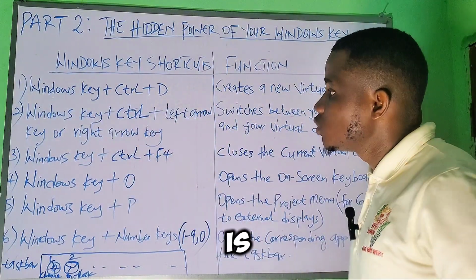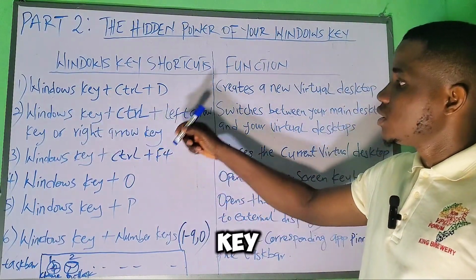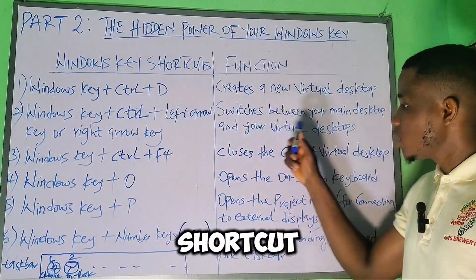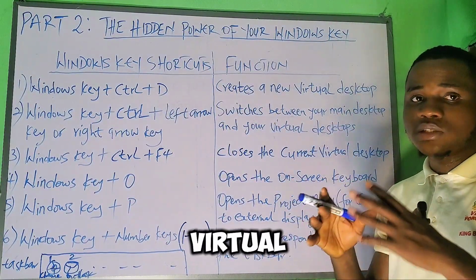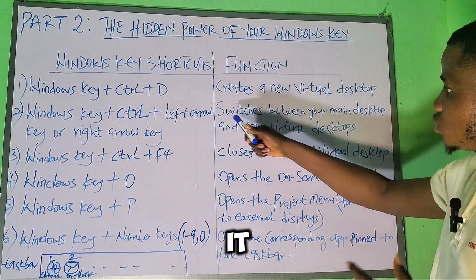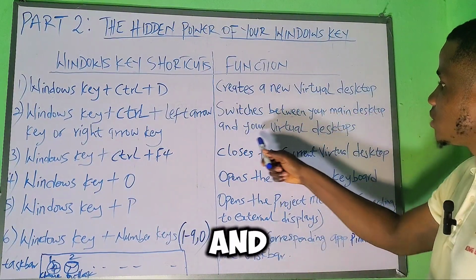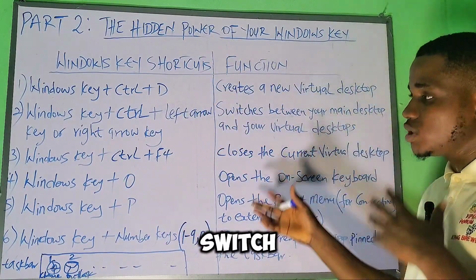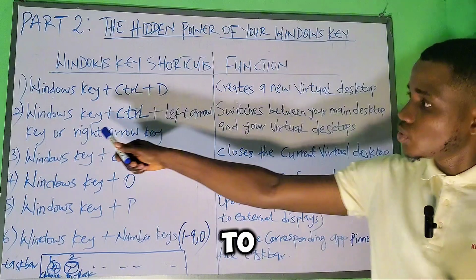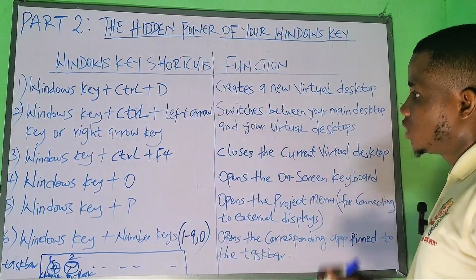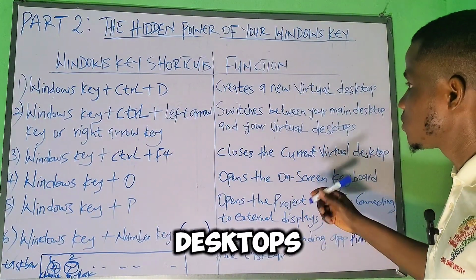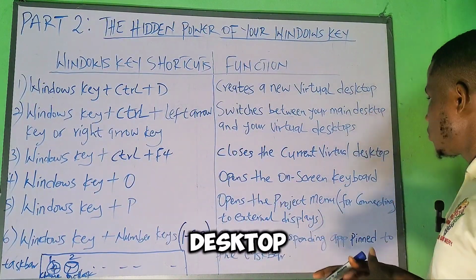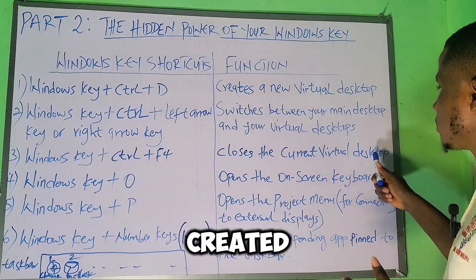So the second one is Windows key plus Control key plus left arrow key or right arrow key. This shortcut helps us to switch between the virtual desktops we have created. It switches between your main desktop and your virtual desktops, right? So after creating your virtual desktops, to switch between them, you need to hit this shortcut.